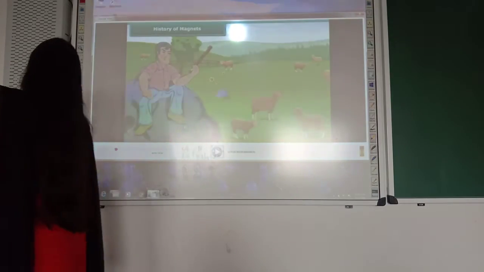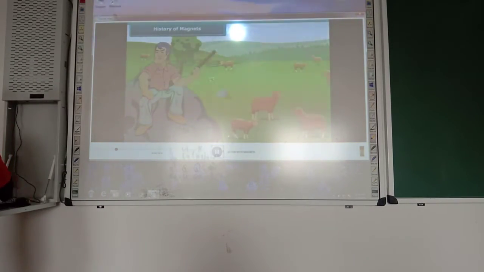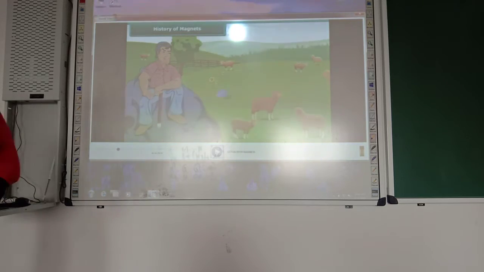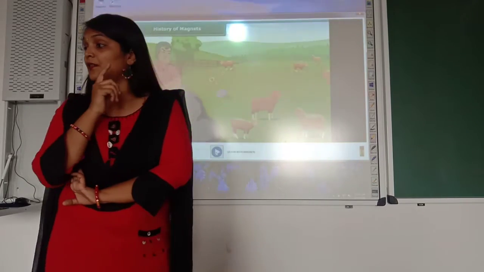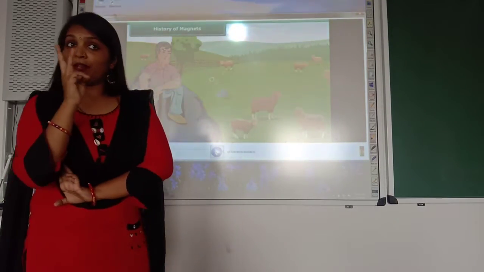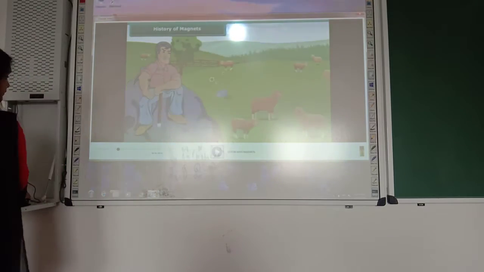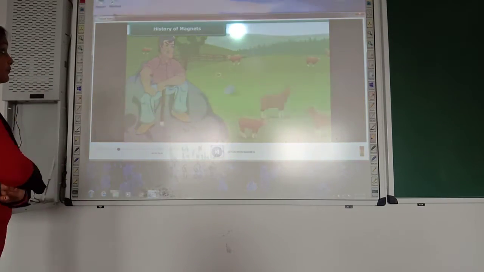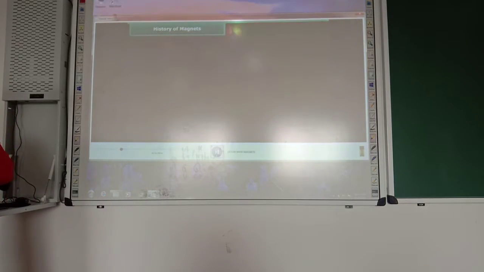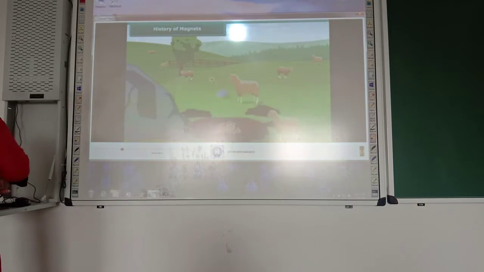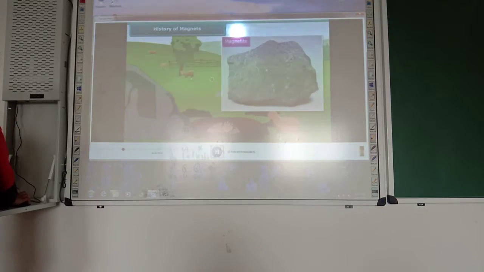Now see what happens. Magnus was herding his sheep in an area of northern Greece called Magnesia about 4,000 years ago. He lives in Magnesia and he's a shepherd. Suddenly, the metal tip of his stick became firmly stuck to a large black rock on which he was sitting. To find the source of attraction, he dug up the earth to find magnetite, a natural magnetic material.